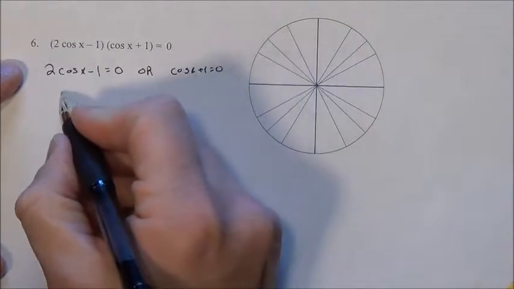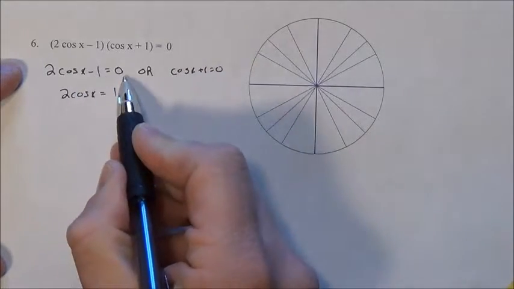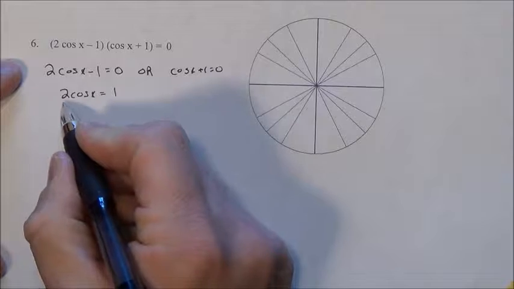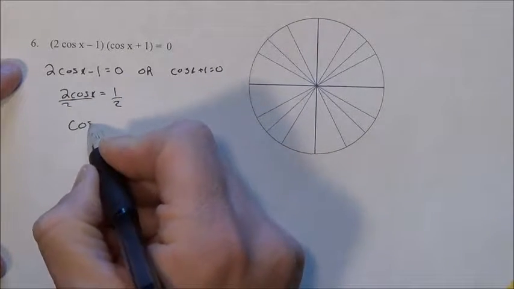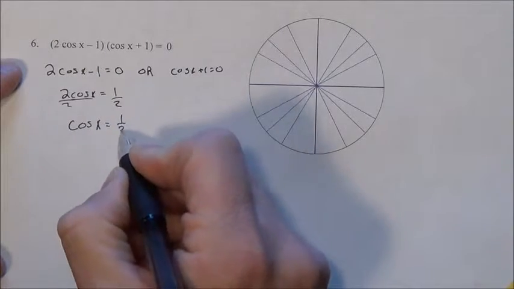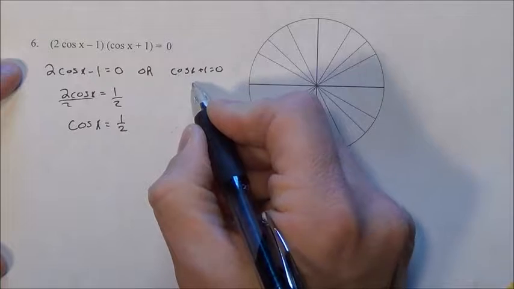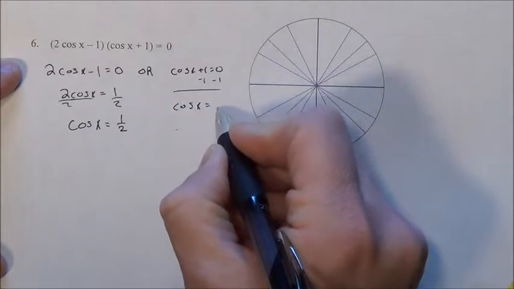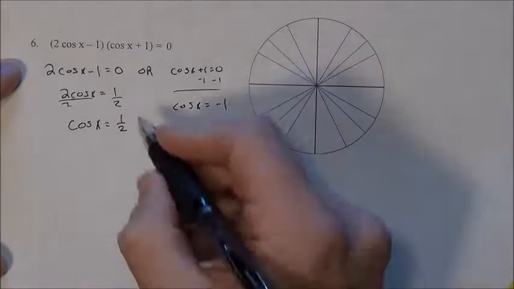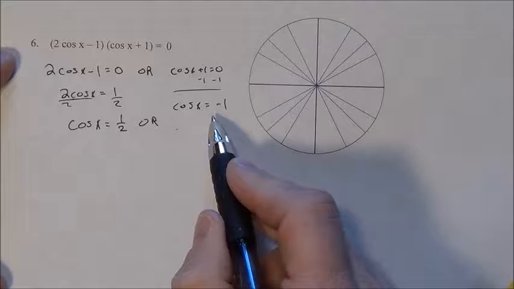I add 1, gives me 2 cosine of x equaling 1 when I add 1 to both sides. Divide by 2 on both sides. So you're looking for when is the cosine of x equal to a half. The other option, when we do this, subtract 1 from both sides. The other time it's going to happen is when the cosine of x is negative 1. So that's what we're looking for, when the cosine of x is a half or negative 1.